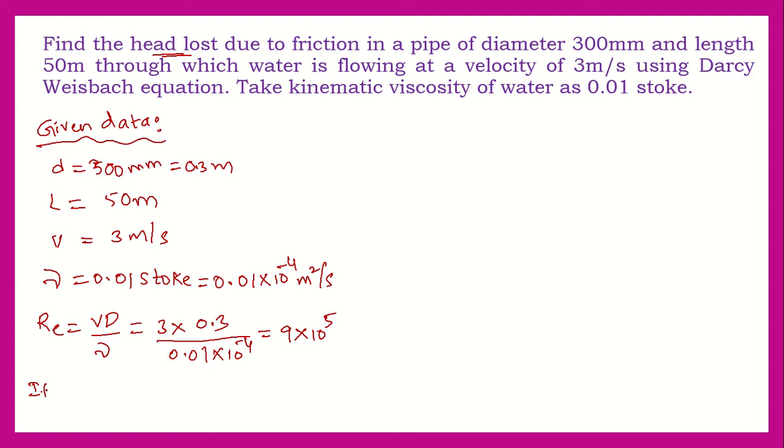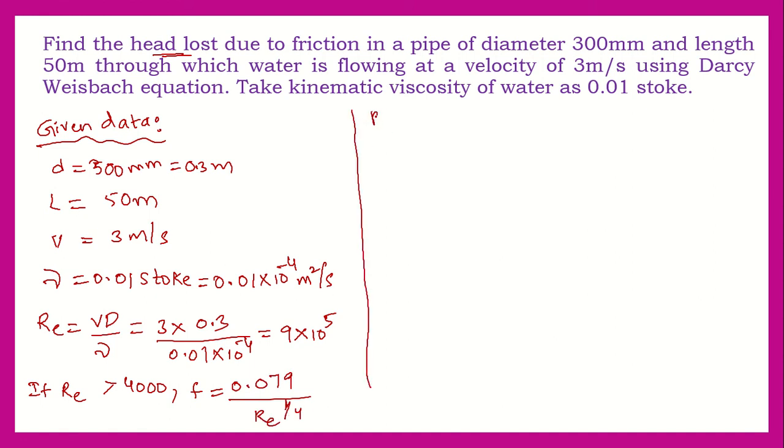If Reynolds number is greater than 4000, we call it a turbulent flow. At that time we have to take the F value as 0.079 by Re power 1 by 4. Similarly, if our Reynolds number is less than 2000, which is a laminar flow, then we write friction factor by the formula 16 by Re. So when F is not directly given to you, remember, first calculate the Reynolds number. Now in our problem, it is 9 into 10 power 5, which is greater than 4000.